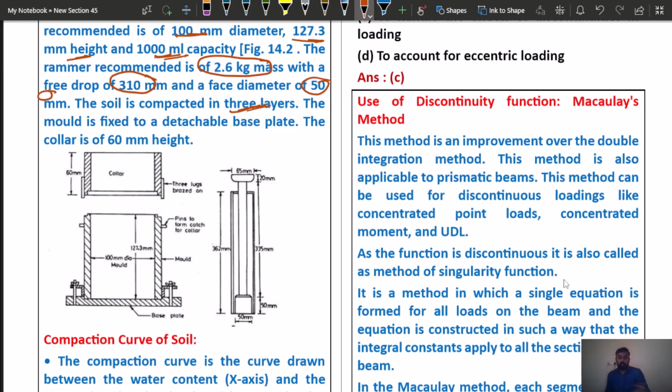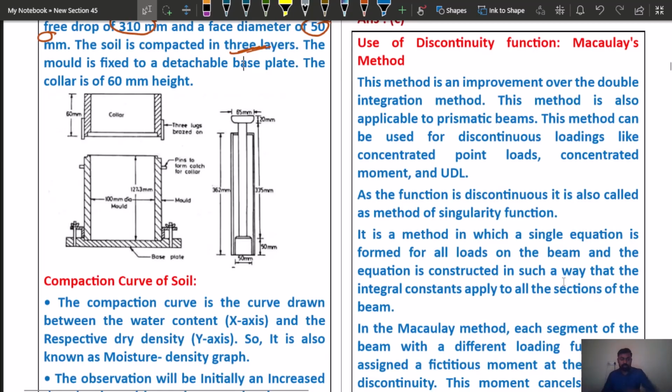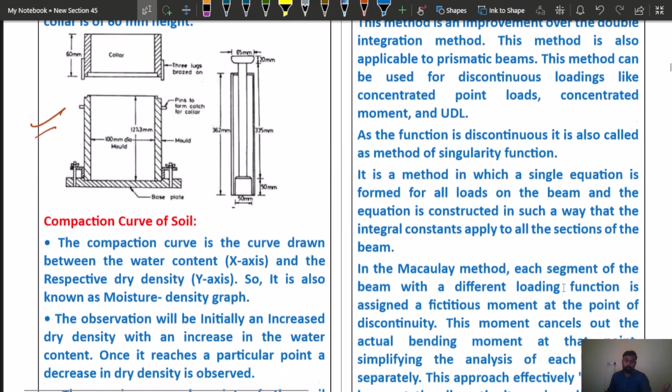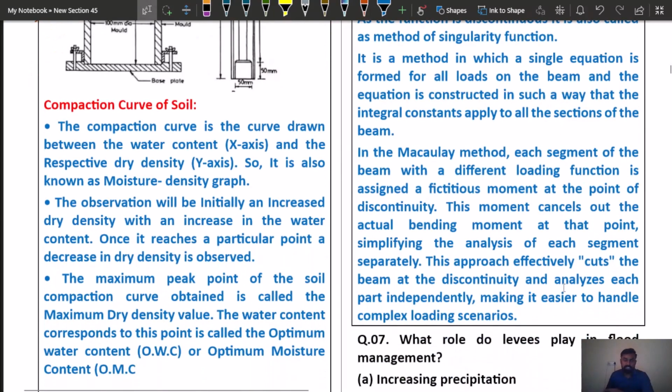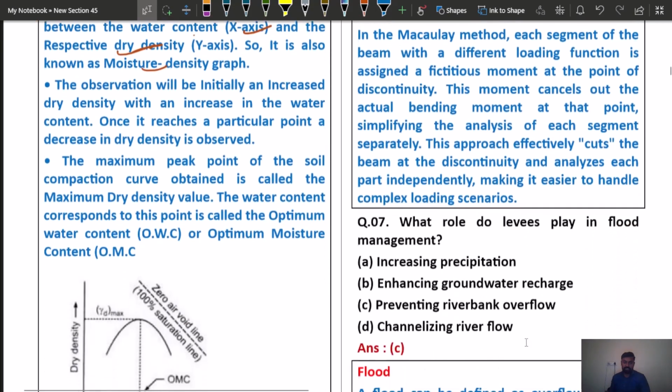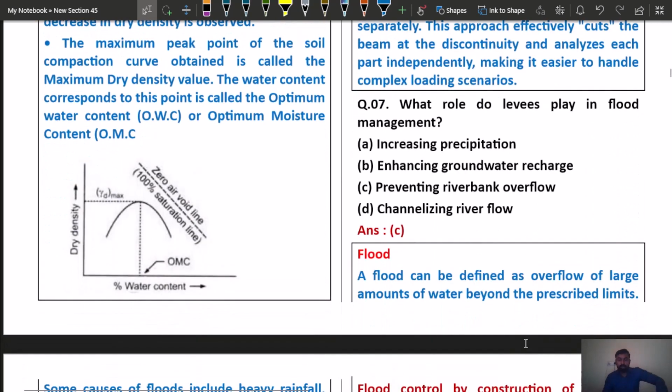Okay, so this is a standard Proctor test performed. If you are talking about the compaction curve which is achieved from this test, in this compaction curve we draw the water content on the x-axis and the dry density on the y-axis. This is known as the moisture density graph. Here we can see this graph.